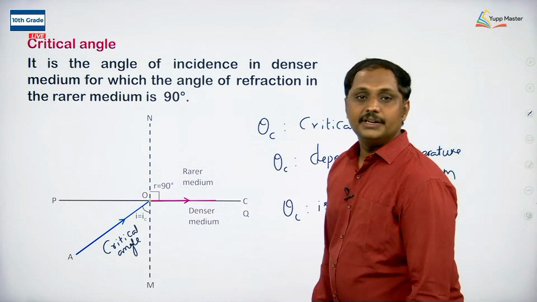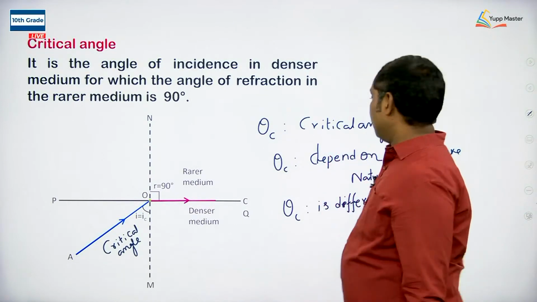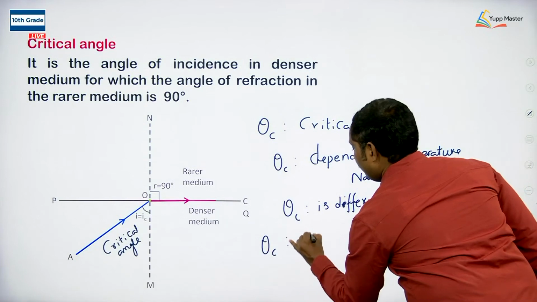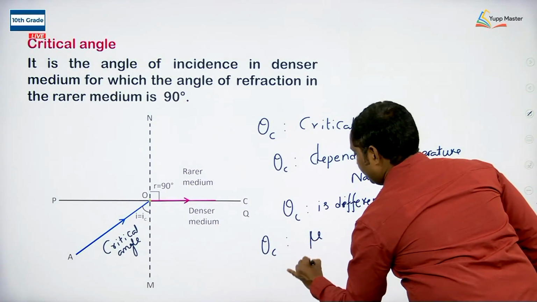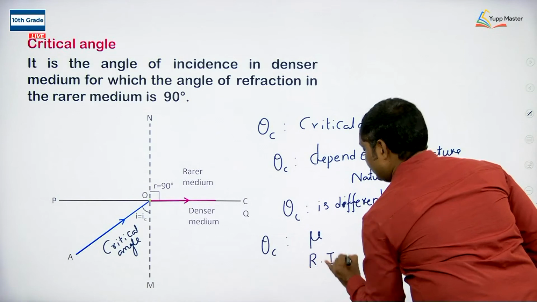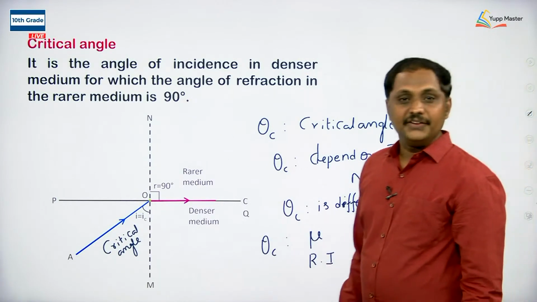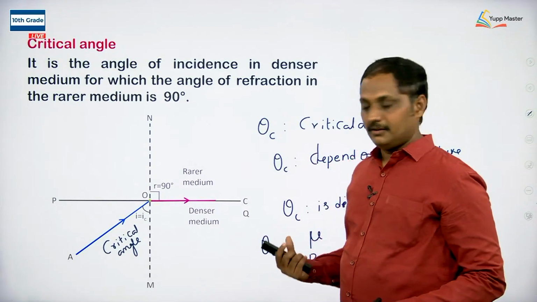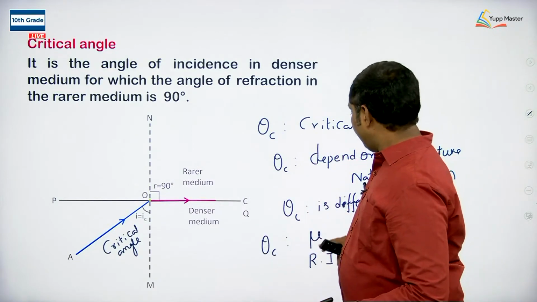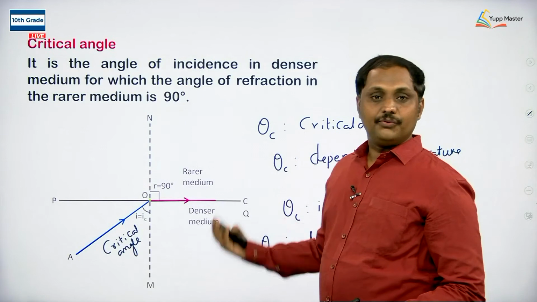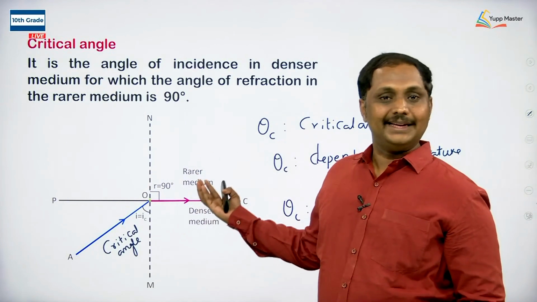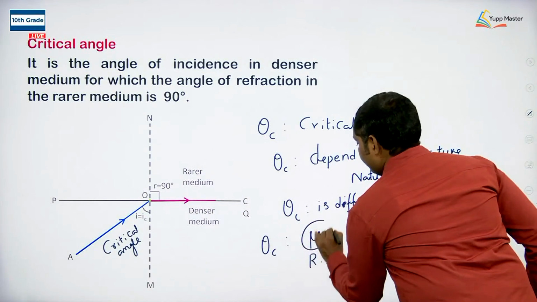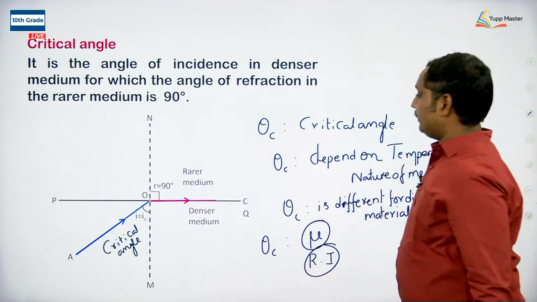Now, we will go for that relation. So, theta c depends on mu, that is the refractive index of the medium. Theta c is going to have the relation between mu, the nature of the medium, and the angle of incidence. We have to consider these two parameters.